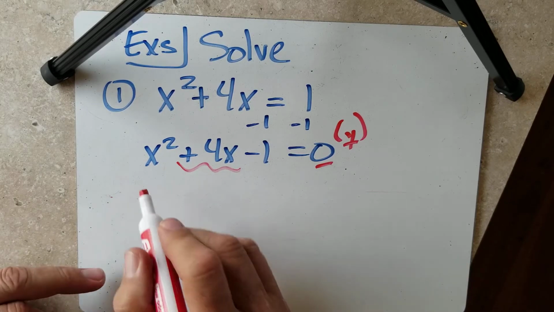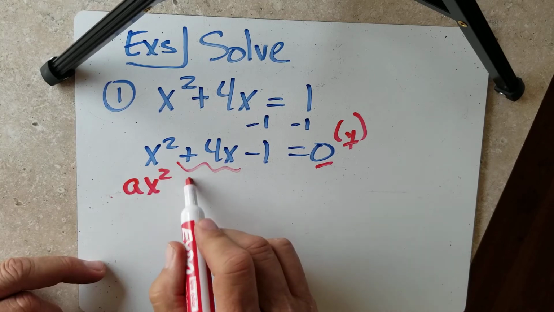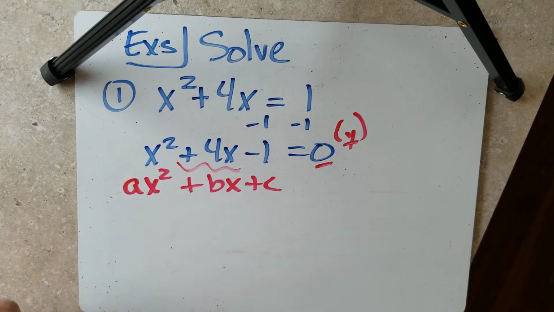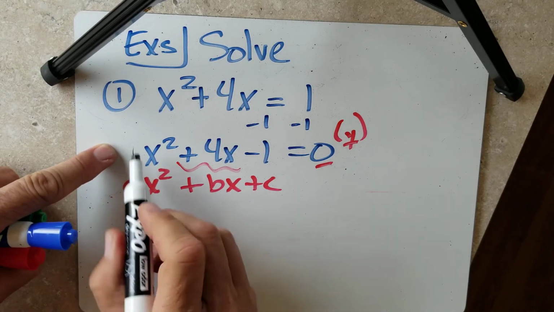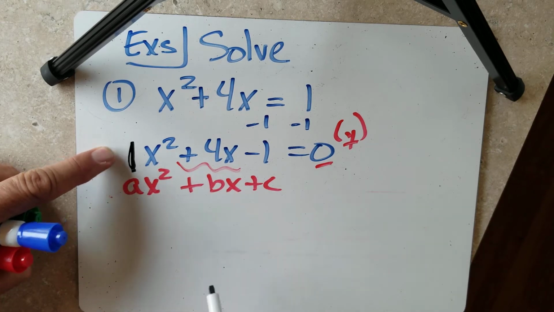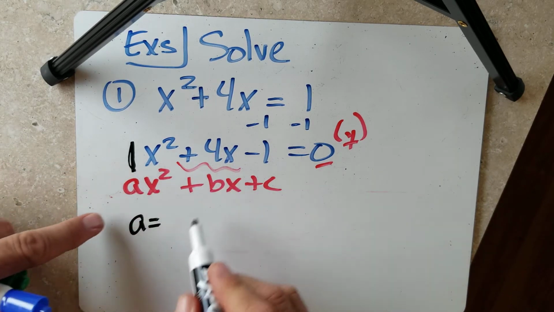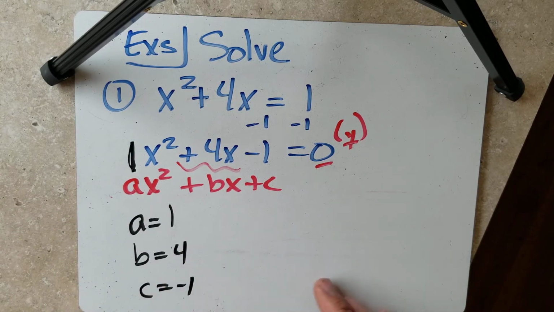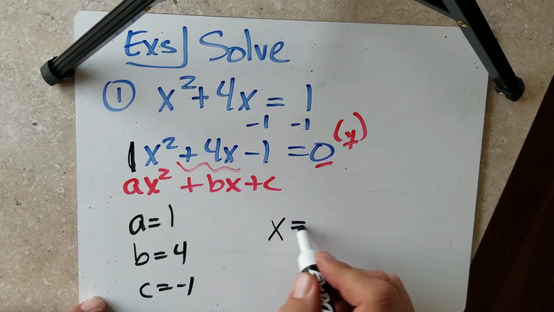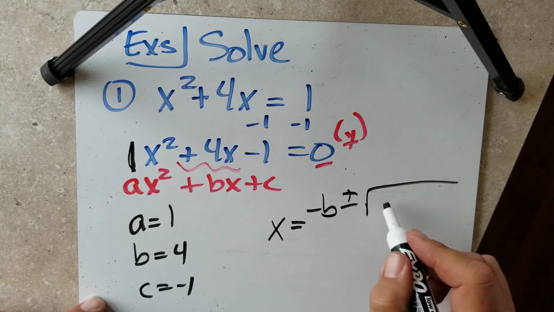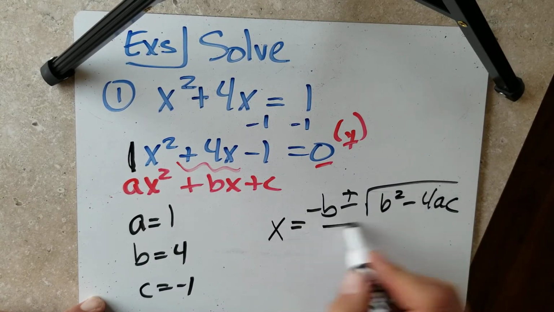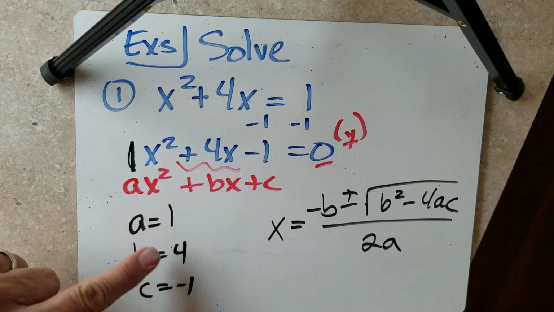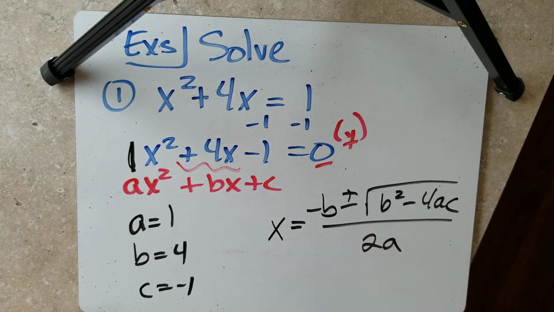So let's identify this. I'm going to write the standard form right underneath it, ax squared plus bx plus c, like that. And what does that give me? That gives me a, which is 1 right there. So a equals 1, b equals 4, and c equals -1. I need to take these values here and input them into the formula. What's the formula? x equals -b plus or minus the square root of b squared minus 4ac, everything over 2a. I'm going to take these numbers and plug them into this formula. Then I'm going to show you how to solve it.